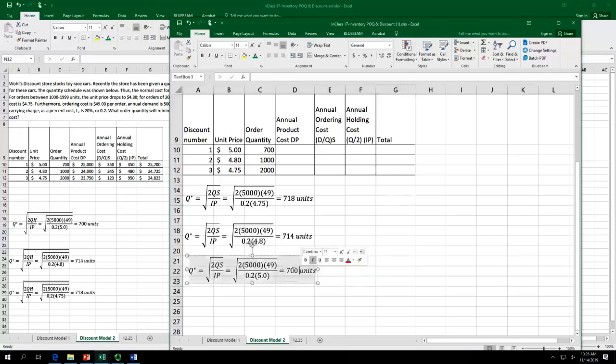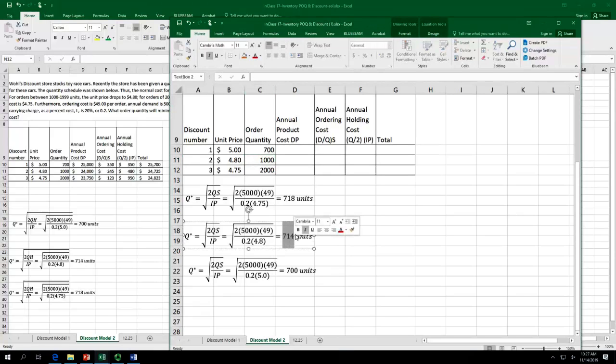Okay, so for 700, you use $5 per piece as your unit price. And for 4.8, that's the first discount, and you need to order at least 1,000. So this 714 doesn't work. It's not a feasible order quantity. Similarly, 718 is not a feasible order quantity.